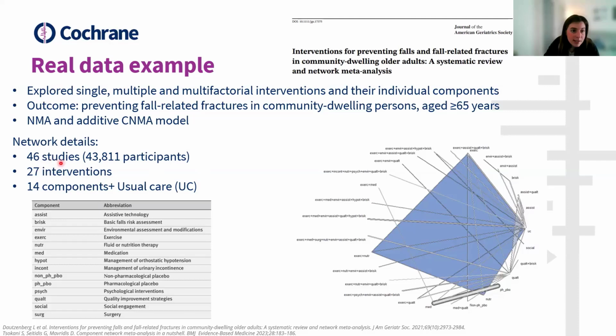There were 46 studies included, exploring 27 interventions, and there were 14 components, plus the usual care. So this is the network. As you can see, the pattern that we discussed earlier is obvious. So most of the interventions are compared to usual care or to placebo. There are 2 placebos in this network. And there are very few studies, or no studies at all, comparing the interventions with each other.